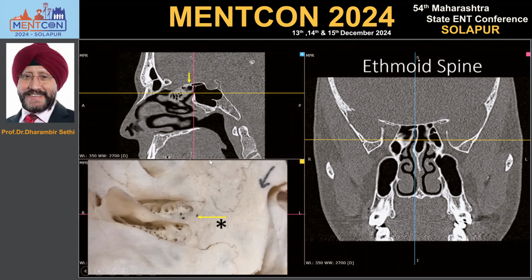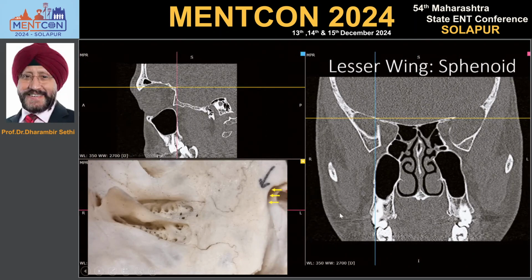You can see this is the ethmoidal spine, and this is the lesser wing of the sphenoid. The lesser wing, like I explained, is the extension of the planum sphenoidale laterally. It has an anterior border which is jagged and articulates with the frontal bone, the orbital plate of the frontal, and the posterior border is free, and it is related to the temporal bone, the temporal lobe of the brain.